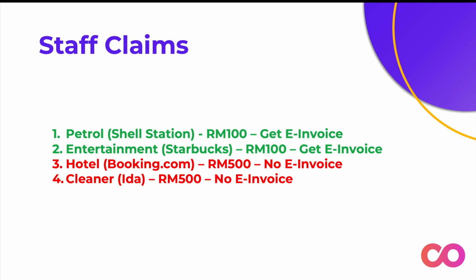To show you how we can do it inside AutoCount, I will show you with an example. Let's say we have a staff who has the following claims: petrol from Shell station, entertainment, hotel, and cleaner. In this example, we are assuming that the staff has managed to get E-Invoice from those that can provide, meaning Shell station as well as Starbucks can provide. However, we would not be able to get an E-Invoice from booking.com because as of now, booking.com invoices are from their Singapore office, while our cleaner is an individual, so we cannot get an E-Invoice from her as well. So with that information, we will need to create a self-bill invoice for booking.com and our cleaner.